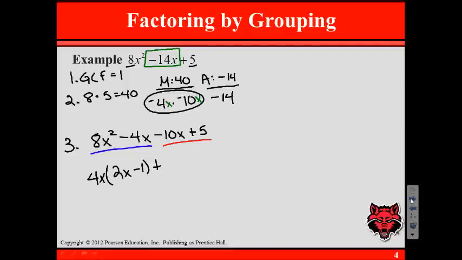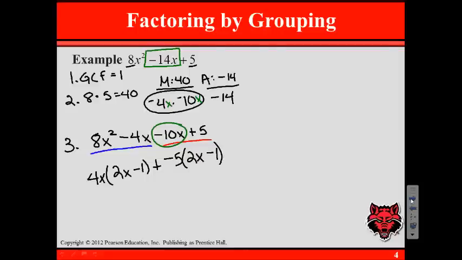When we look at the next group, the two terms underlined in red, they have a common factor of 5, and anytime the leading number in a group, here the negative 10, is negative, let's take a negative out as well. So we factor a negative 5, and the resulting polynomial will be a positive 2x minus 1.